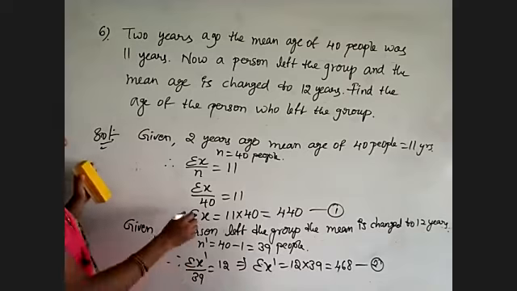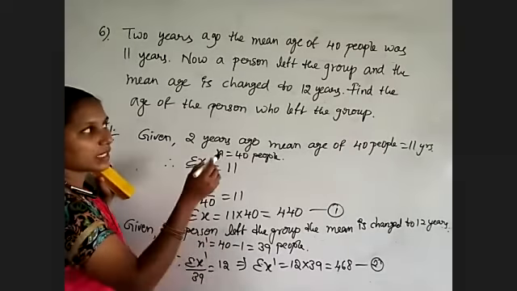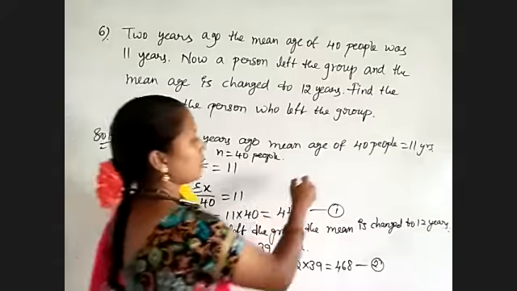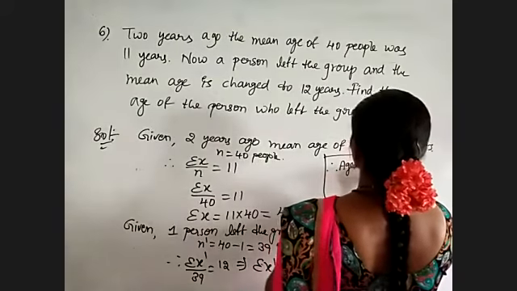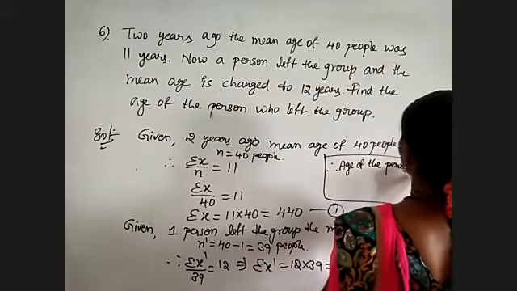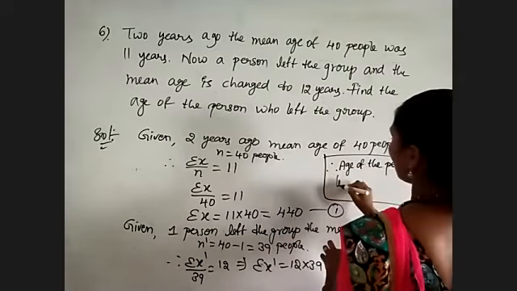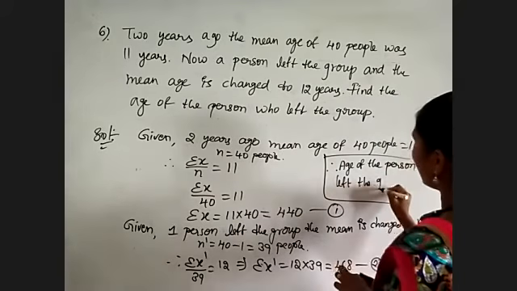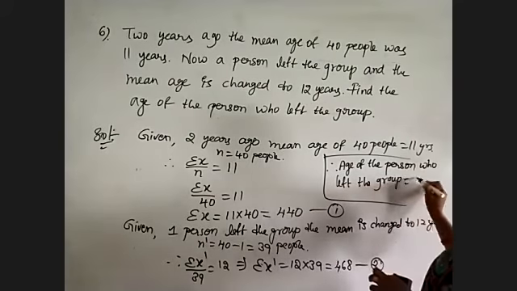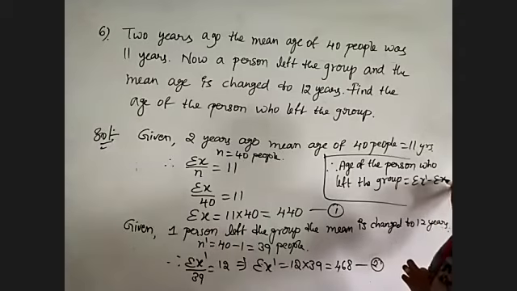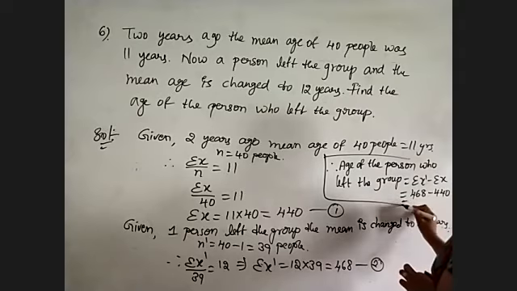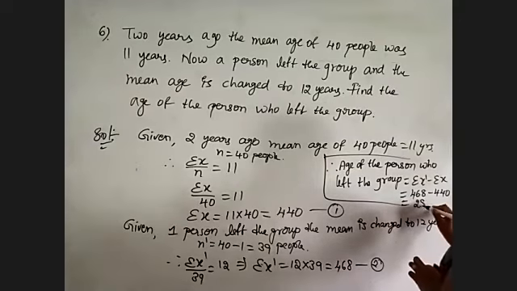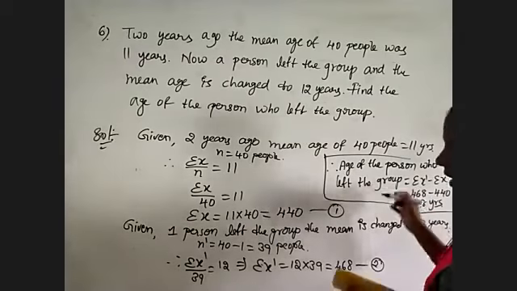So what is the difference between those two sums? That will be the age of one person. Therefore, the age of the person who left the group is equal to sigma x dash minus sigma x, that is 468 minus 440, which will be equal to 28 years. That's all. Okay, this is the required answer.